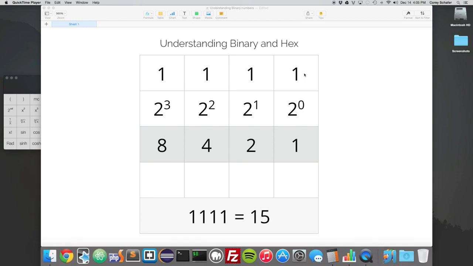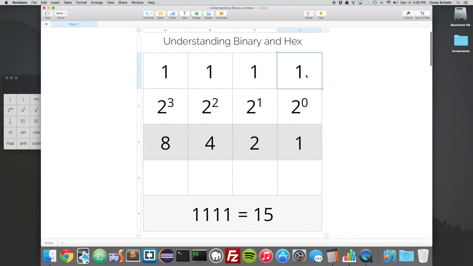Because we only have 0 through 9, we have to carry over into the alphabet.